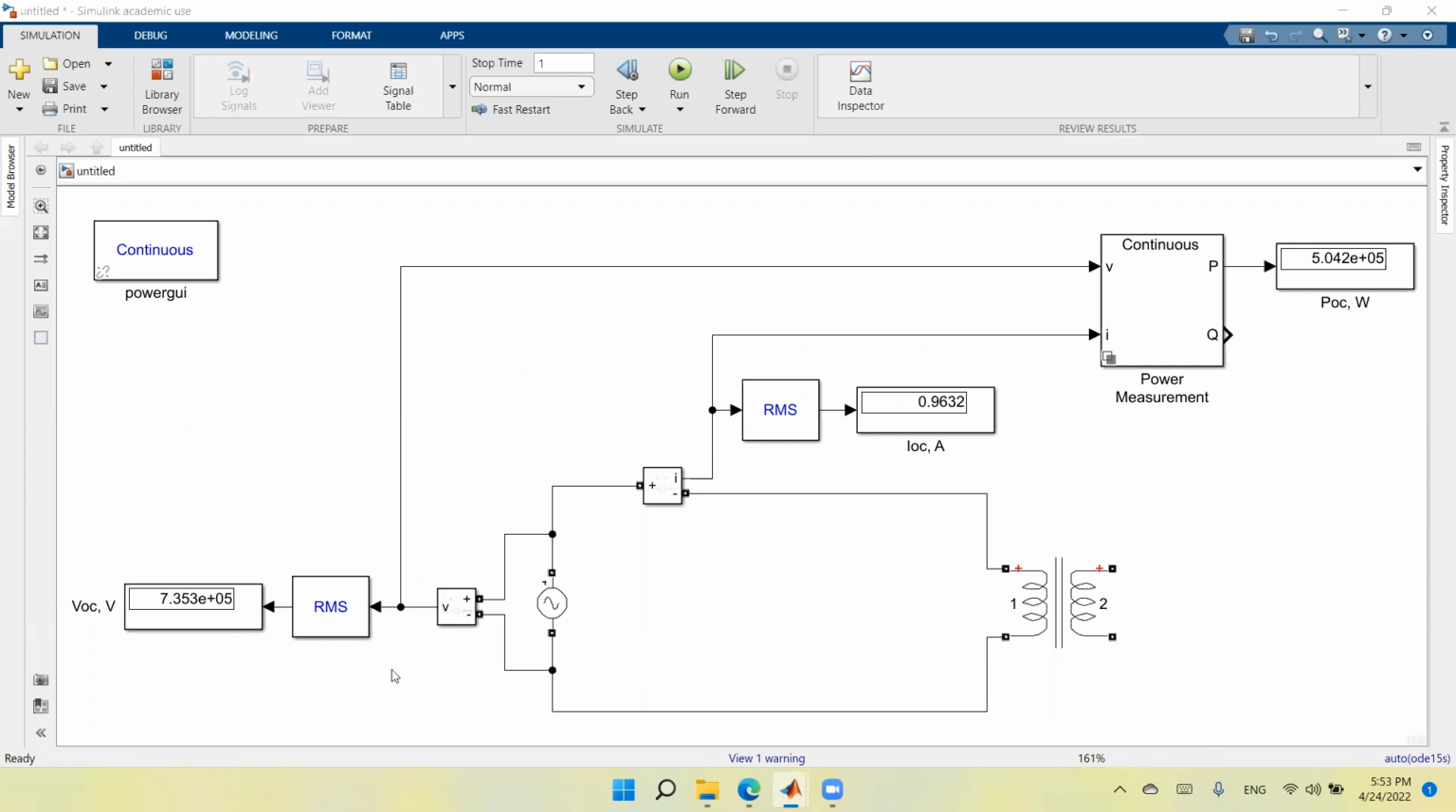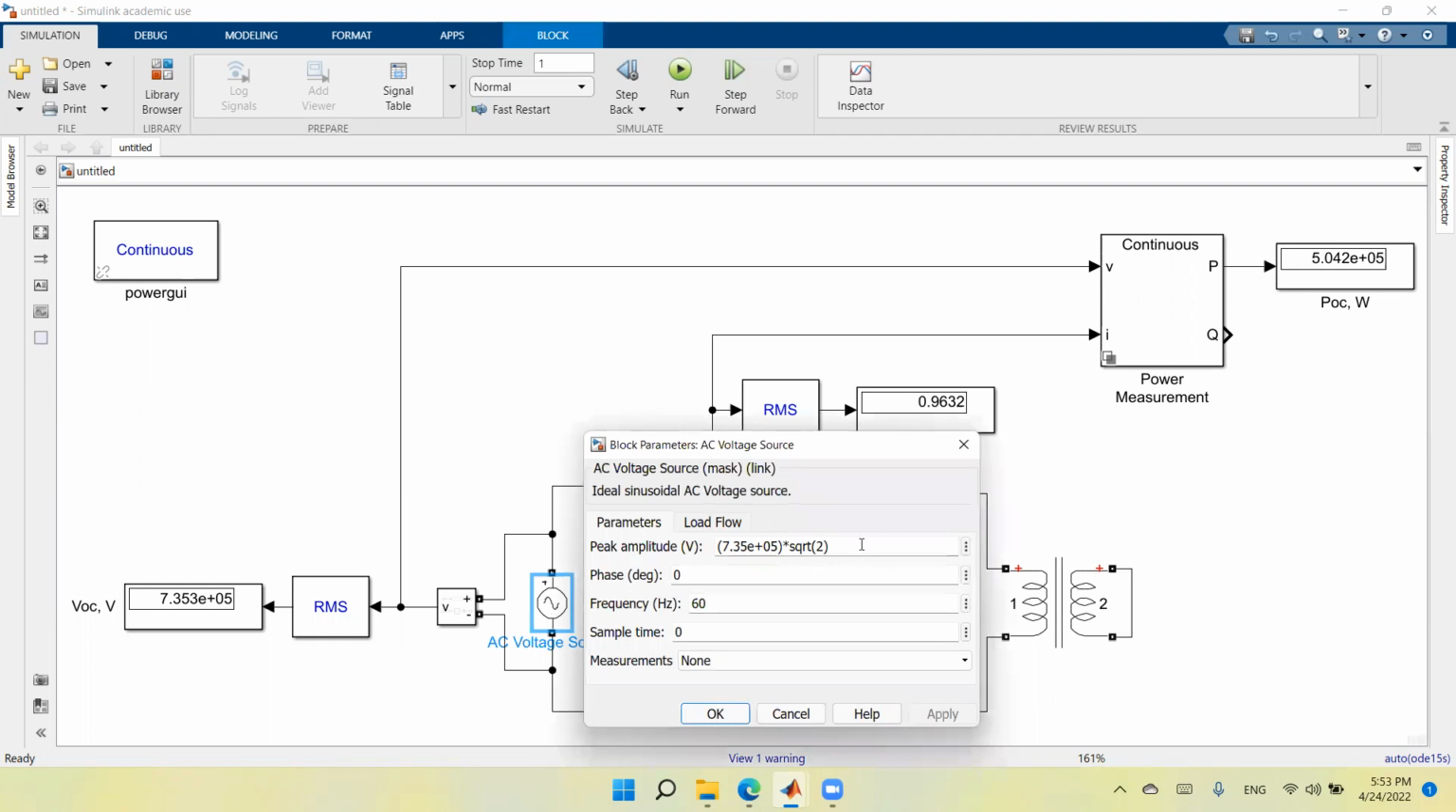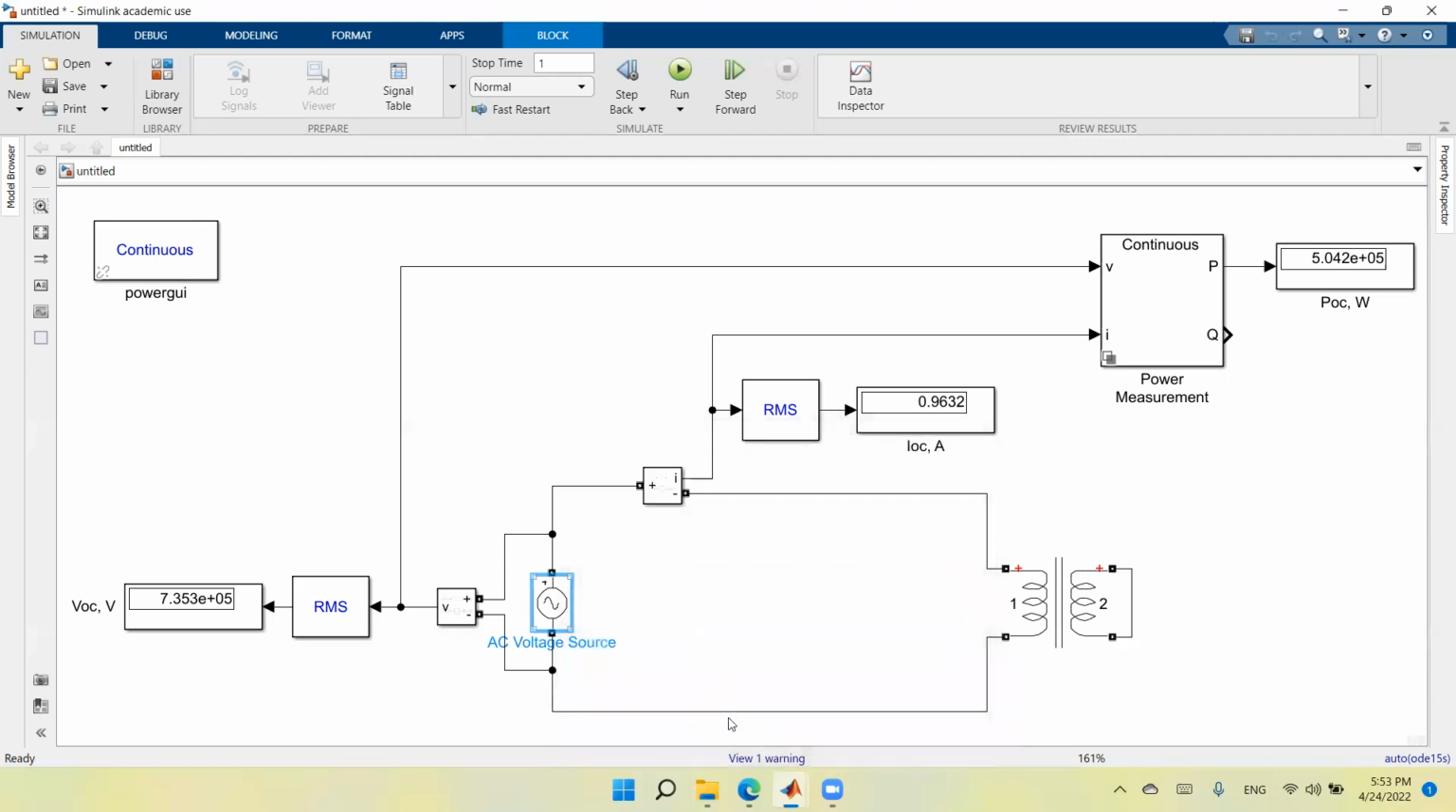Now we need to modify this circuit in order to perform the short circuit test. What we need to do is to short circuit the secondary side of the transformer. Now I'm short circuiting the secondary side, and you need to apply a small voltage. I will start with 10% of the rated voltage, so I will multiply the rated voltage by 0.1. I will apply, and OK.